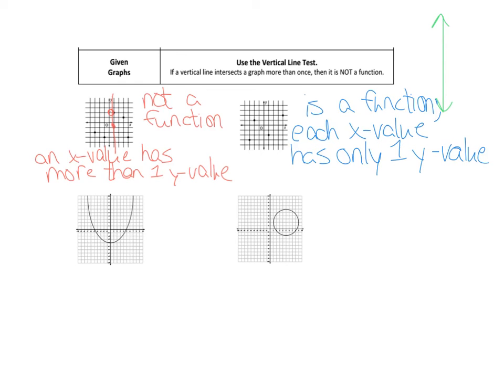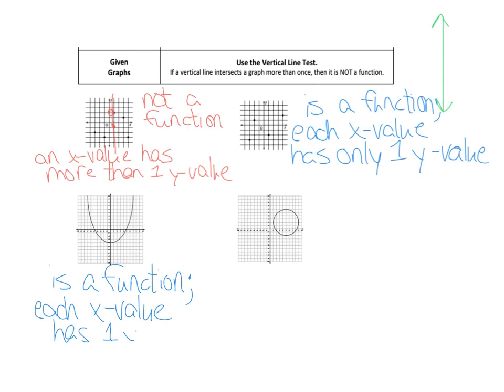Okay, so those were relations that were just plotted points. Now let's look at actual graphs. Here I have, this is a parabola. You'll learn about it in Algebra 1. If I put a vertical line anywhere through this function, it only intersects the graph one time. Okay, so this one is a function. It passes the vertical line test, but the reason we want to write is each x value has one y value.